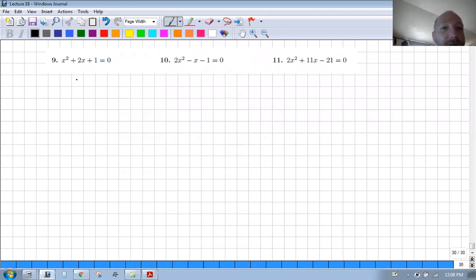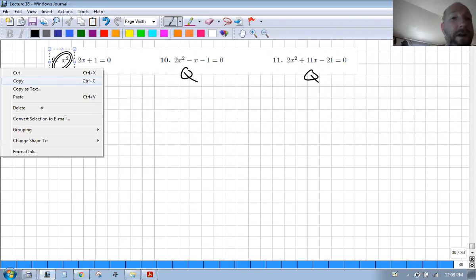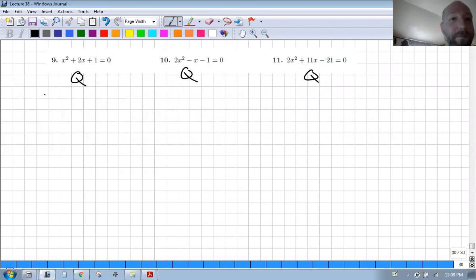We got an x squared. This is quadratic, quadratic, quadratic, because they all have x squareds. Find the x's that make this true. This is x plus 1 times x plus 1, if we factor it, so x is -1.